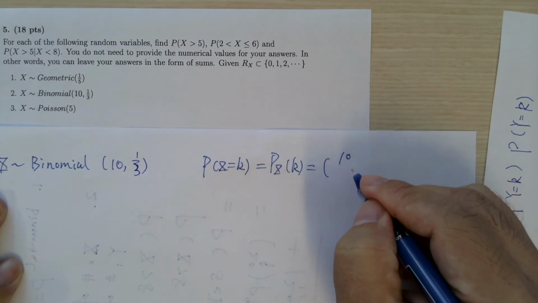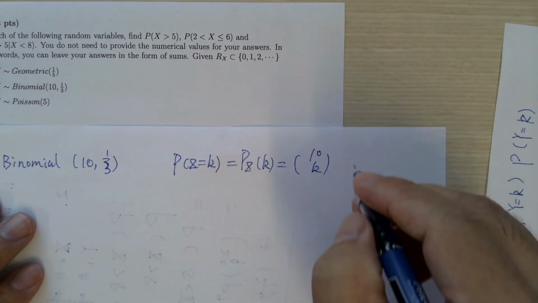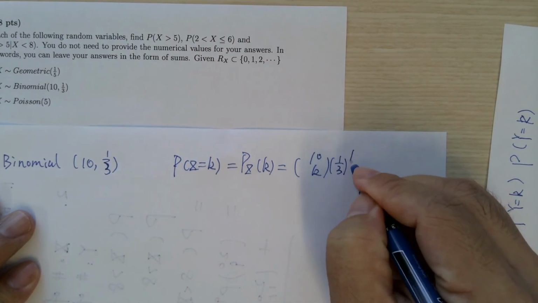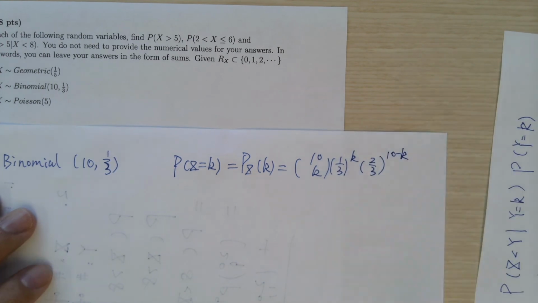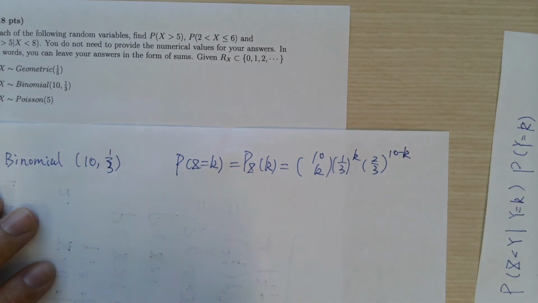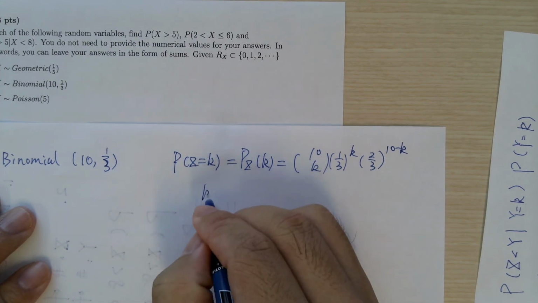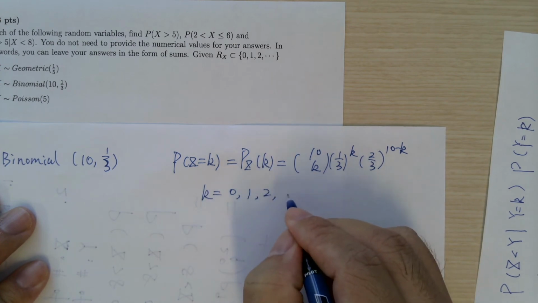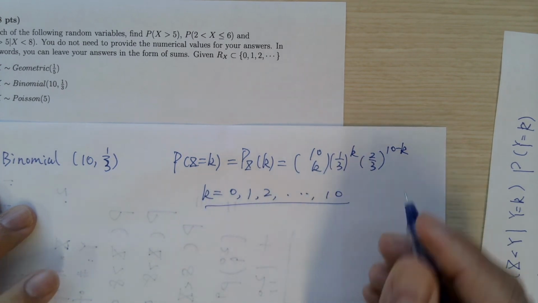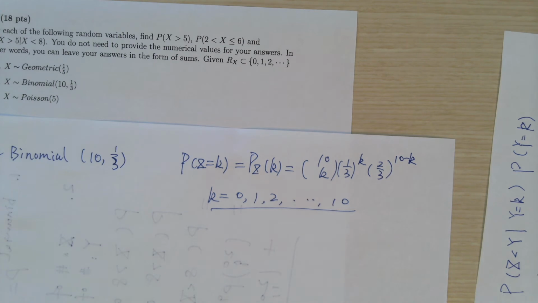it's going to be 10 choose k, right? And then it's (1/3) to the power k times (2/3) to the power 10 minus k. You need to be very careful, as k here goes from 0 up to 10. In other words, you toss the coin 10 times. It's also possible that you don't get any heads here, right? So all 10 of them are tails, although this is very, very rare.